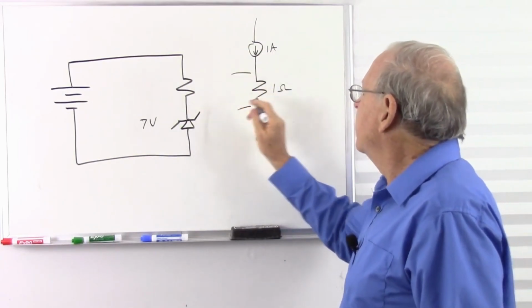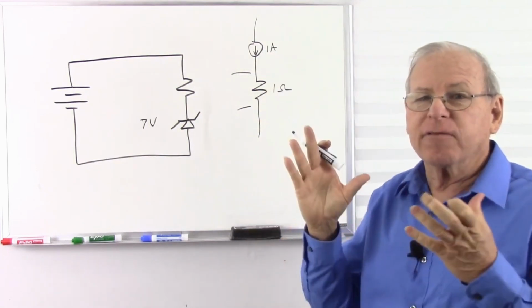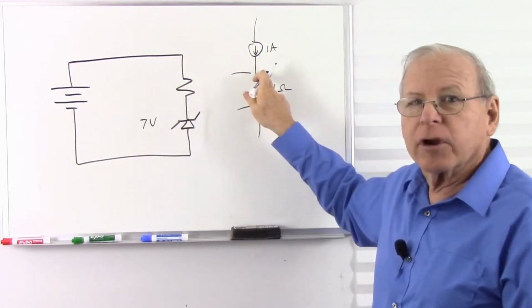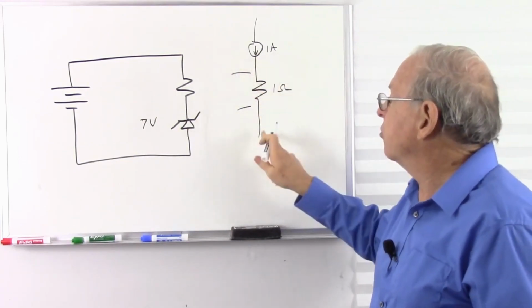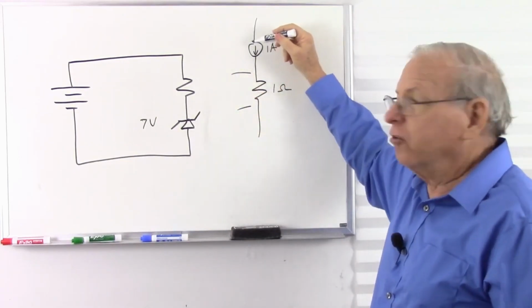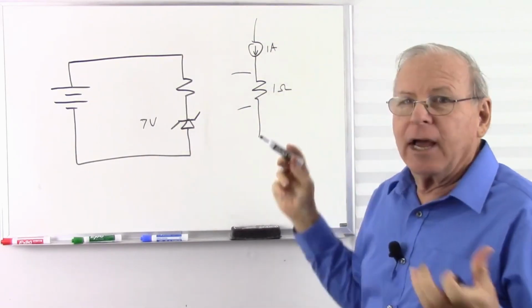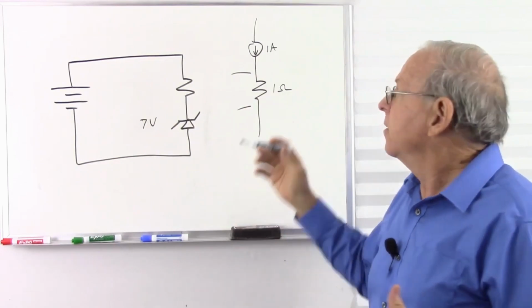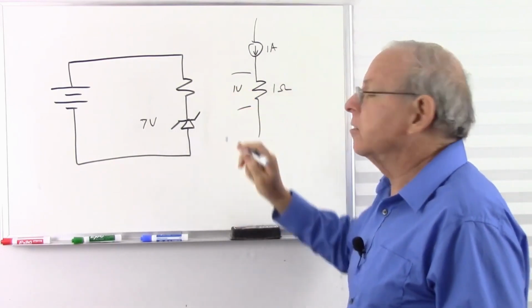So if we have 1 amp going through 1 ohm, if you have current going through resistance, you get a voltage difference. Higher voltage where the current enters, lower voltage where the conventional current exits. So conventional current, notice our current source shows the direction of conventional current. And if we have 1 amp and 1 ohm, how much voltage are we going to get? Well, Ohm's law says you multiply to get your voltage, so we're going to have 1 volt.